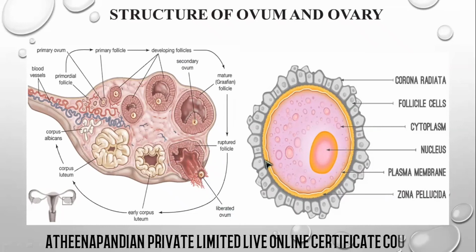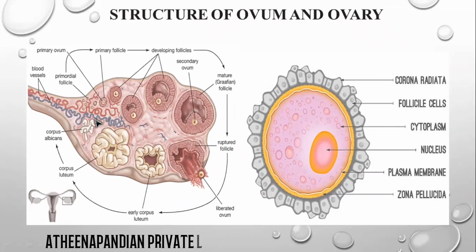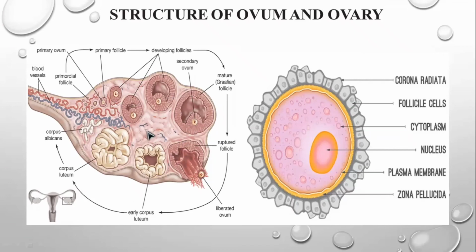This is the ovum, and after that this Graafian follicle forms into a corpus, early corpus luteum, and finally into a corpus luteum, then into a corpus albicans, and then it finally disintegrates inside the ovary. This process takes place alternately on either one of the ovaries.